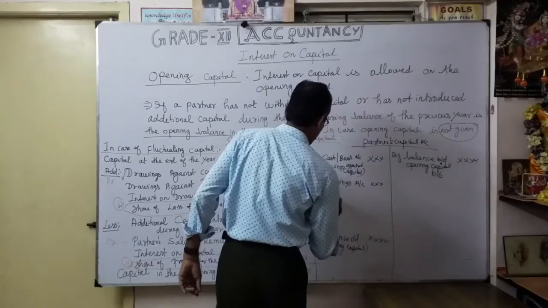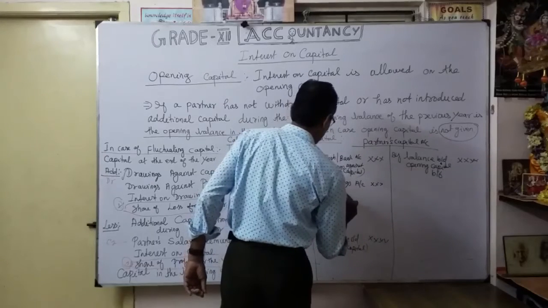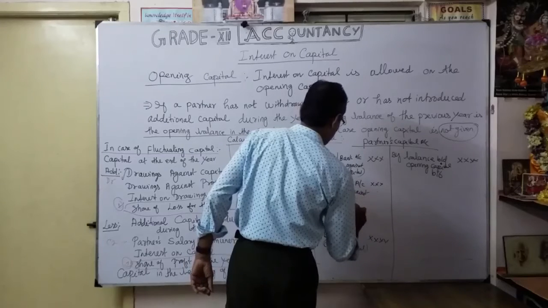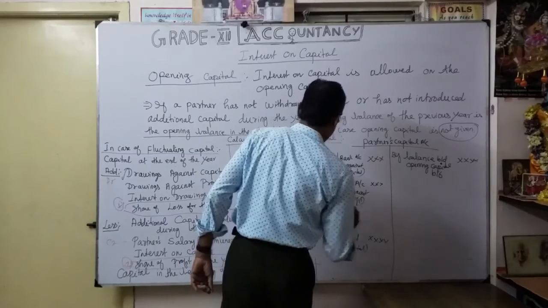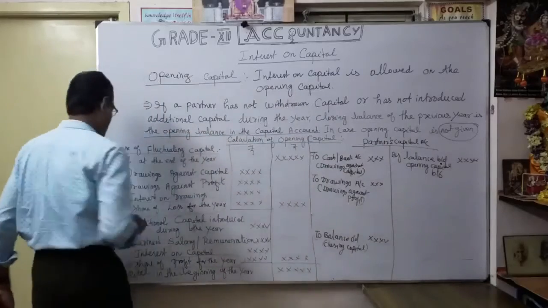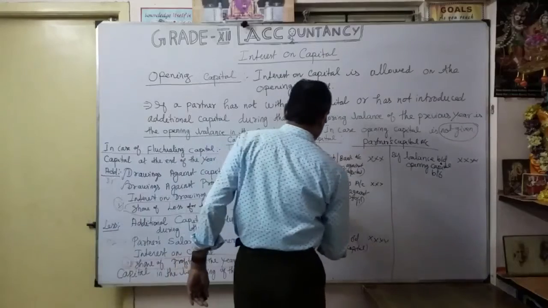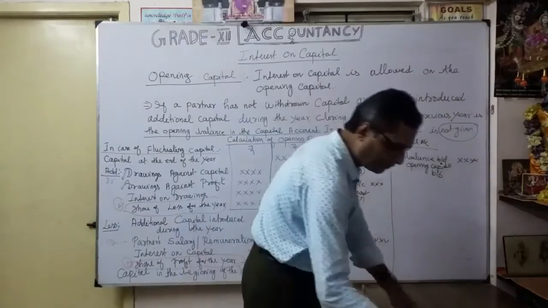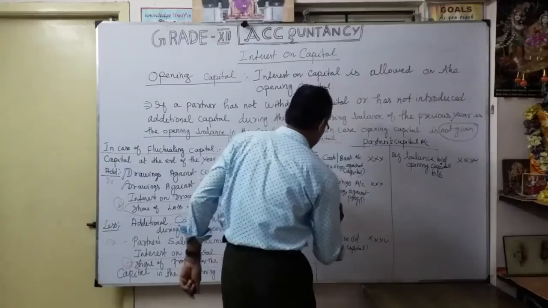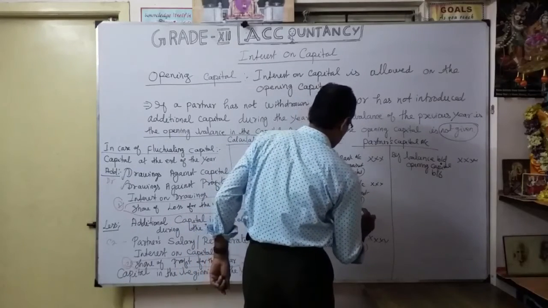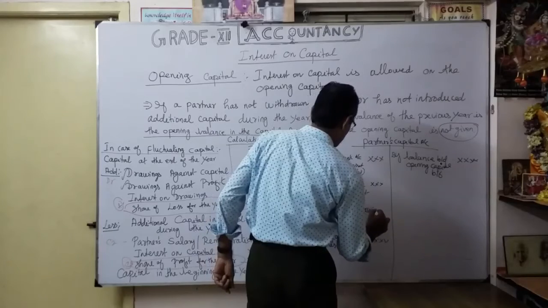This is drawings against profit. Okay, this I have written. So the second one. Then interest on drawings. So partners' capital account to what? Interest on drawings. Okay. Interest on drawings account.